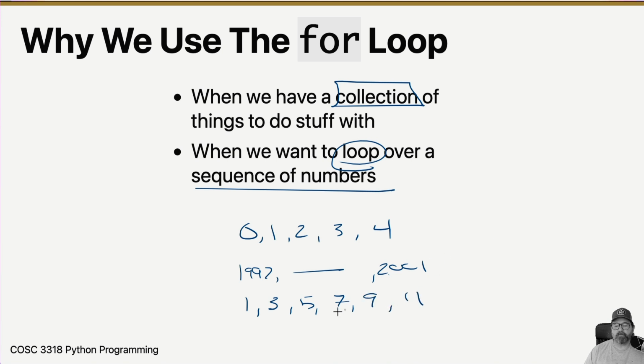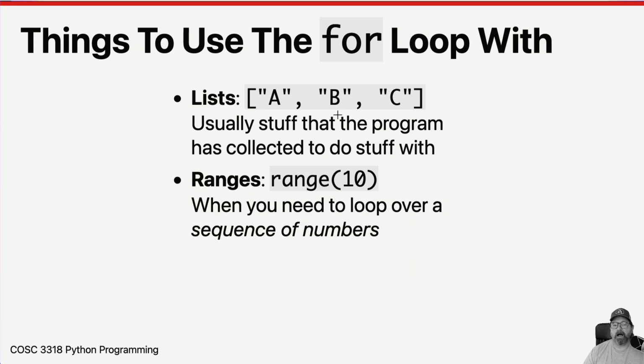So we can loop over a sequence of numbers. And sometimes that sequence of numbers has a meaning for us, like some year, or like all the odd numbers up to 11. So we'll find other things to loop with, but right now we've been introduced to lists. Here's a list that has text inside of it instead of numbers. So this would loop A, B, and C. Let's go see that in our program.